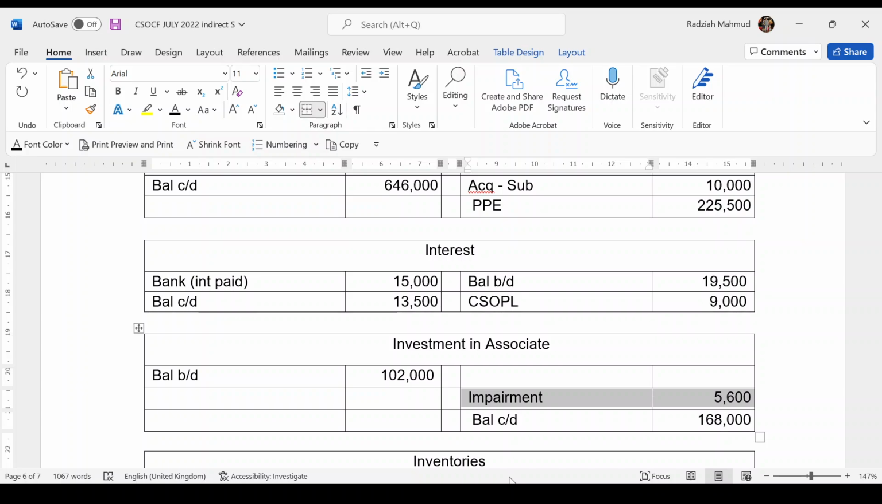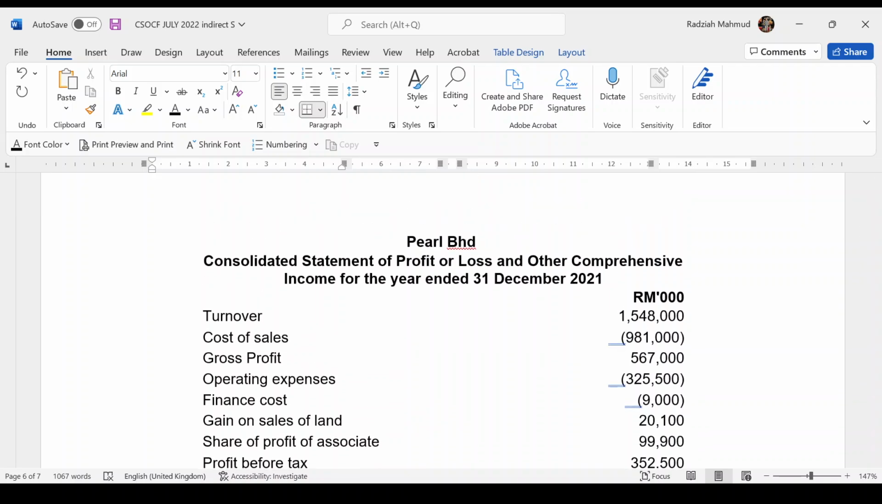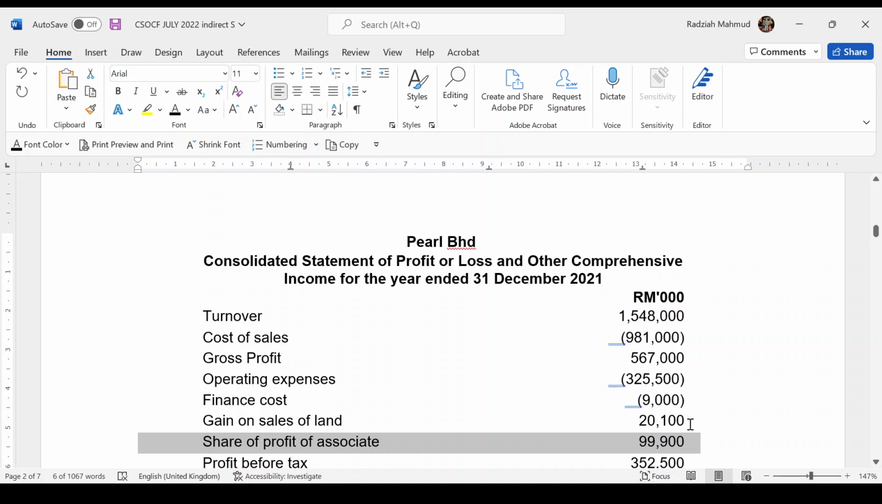And then on the debit side of investment in associate, we will have share of profit. Here, from the consolidated SOPL, you look at the consolidated SOPL and you will find share of profit of associate. For the share of profit of associate, it will appear twice.